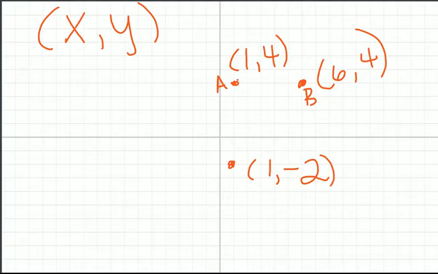So from A to B, here's the line segment that connects it. And this is easy because there's a graph drawn, so really all you have to do is count the units. So the distance from A to B is 1, 2, 3, 4, 5. 5 units.